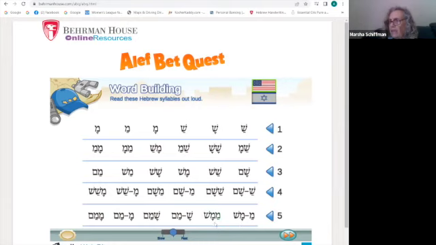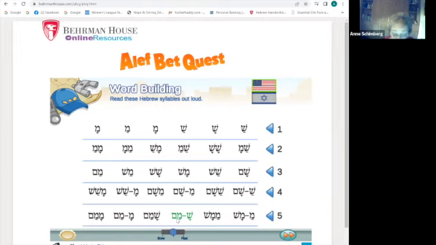Okay. And the other question is the final mem, the closed one, is that like the final chaf without a vowel under it all the time? It's a final. There are 5 final letters. They are the final chaf and the final mem. There's a final nun, a final fe, and a final tzadi. We'll get to those.